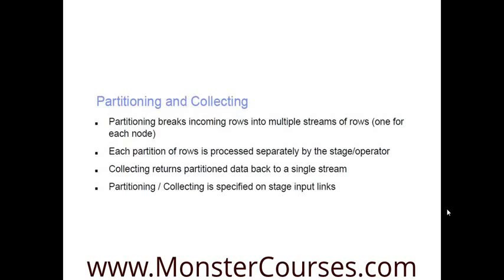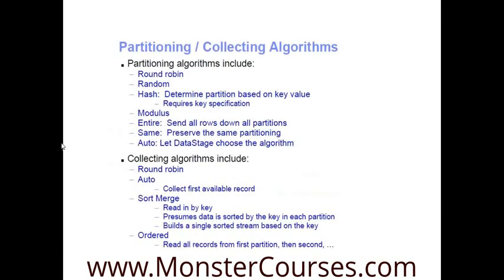Yes. These are all the partitioning algorithms: round robin, random, hash, modulus, entire, same, and auto. Auto is nothing but, as I said, IBM provides this partitioning mechanism. When we use this, by default it will be auto. Unless we know the volume of the data and the type of operations we are doing, we need not change it. When we know all these things, then we can set the partitioning algorithm on our own. Otherwise, we can just leave it as auto, so that the engine takes care of it.